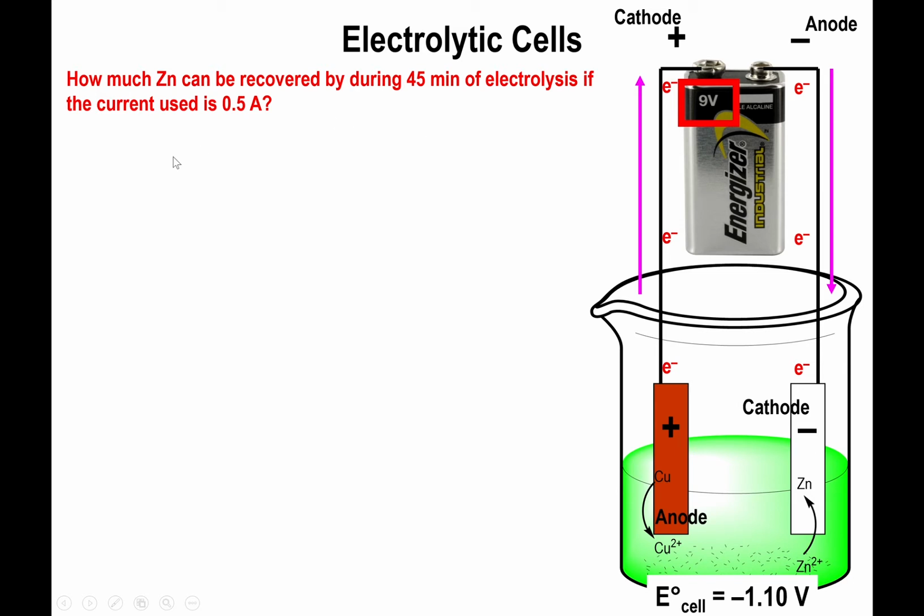A typical electrolytic problem will ask you how much zinc is going to be deposited, right? And we know zinc is going to be deposited because that's the solid product that we're generating. How much of that can be deposited or recovered after 45 minutes of electrolysis, knowing that the current is 0.5 amps? The first thing we need to do is change the time to seconds. We're dealing with 45 minutes, and for every minute we have 60 seconds. So that's the first conversion factor.